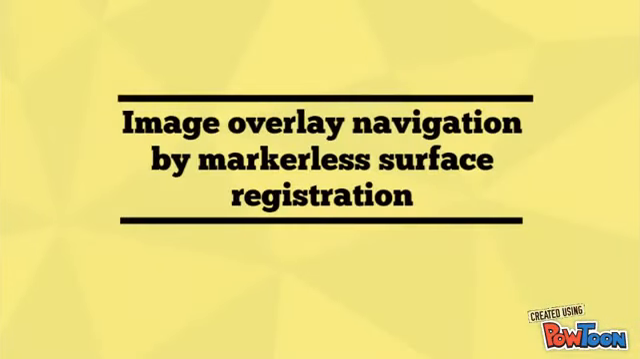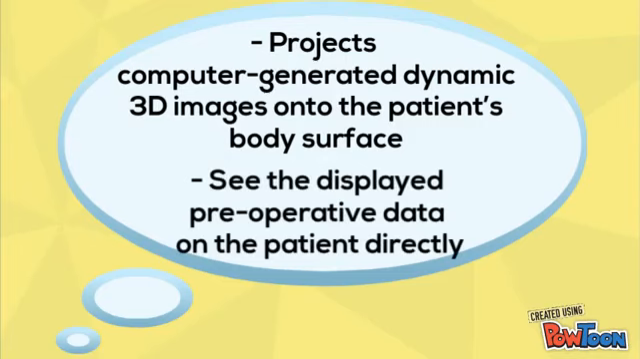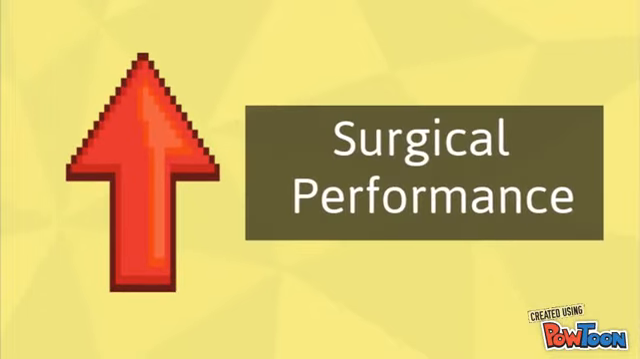The third paper is about image overlay navigation by markerless surface registration. Computer-generated dynamic three-dimensional images were projected onto the patient's body surface. Surgeons can see the displayed preoperative data on the patient, minimizing the movements of the gaze. This system can boost surgical performance by minimizing dissection and resection of neighboring tissues and organs.